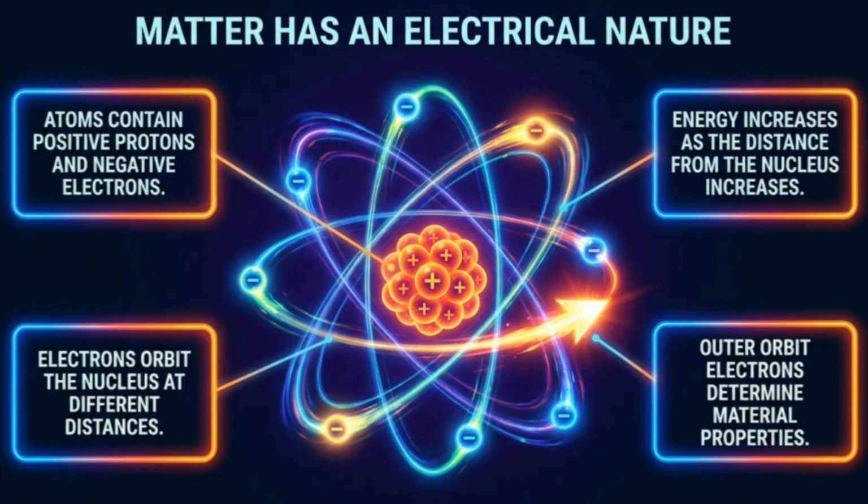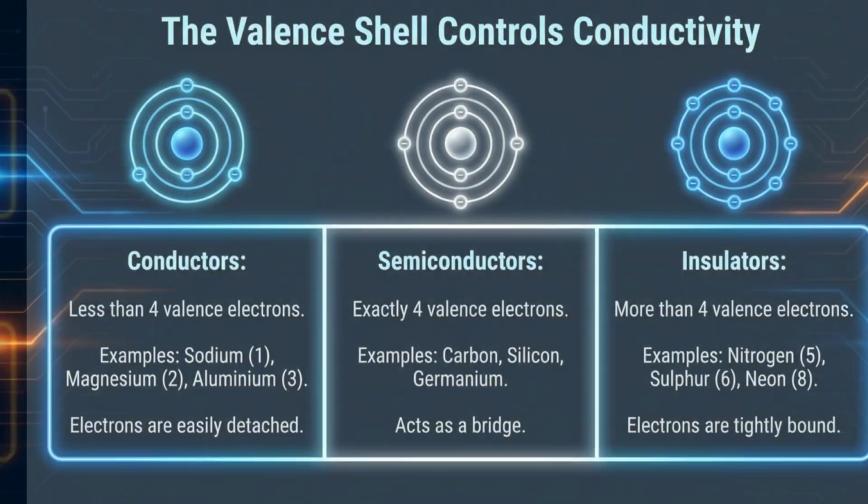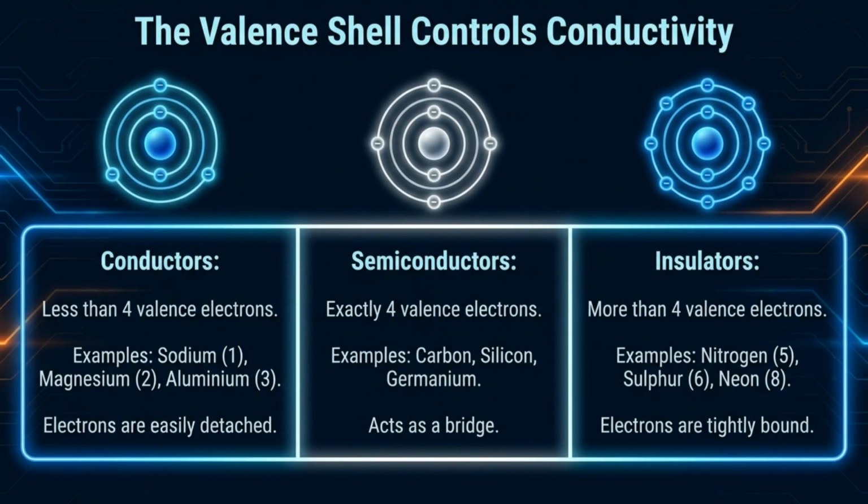Matter is electrical in nature. Atoms have positive protons and negative electrons. Electrons orbit the nucleus at different distances, with energy increasing further out. The outer orbit electrons, or valence electrons, determine a material's electrical properties. The valence shell controls conductivity.